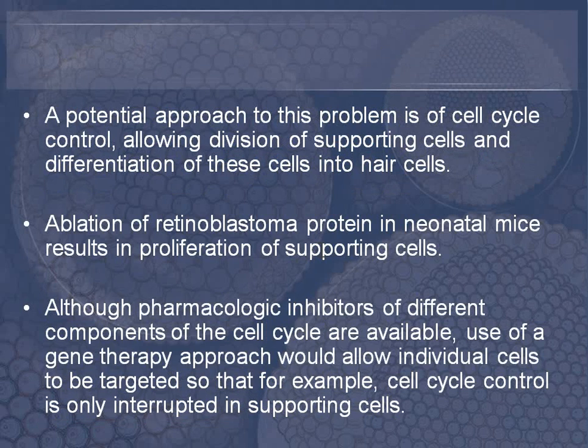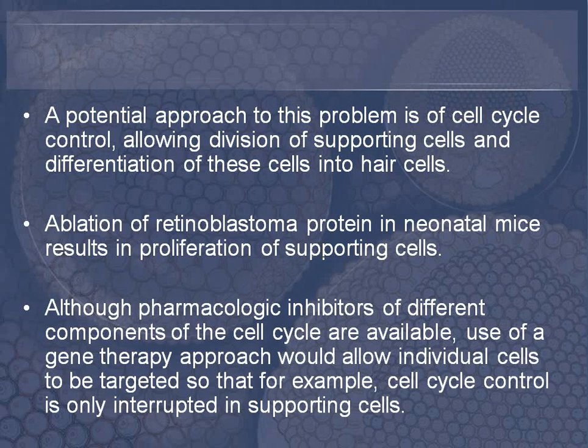A potential approach to this problem is cell cycle control, allowing division of the supporting cells and the differentiation of these cells into the hair cells. So we know that these supporting cells in the inner ear divide and differentiate and form the hair cells. Well, the ablation of the retinoblastoma protein in the neonatal mice results in the proliferation of the supporting cells.